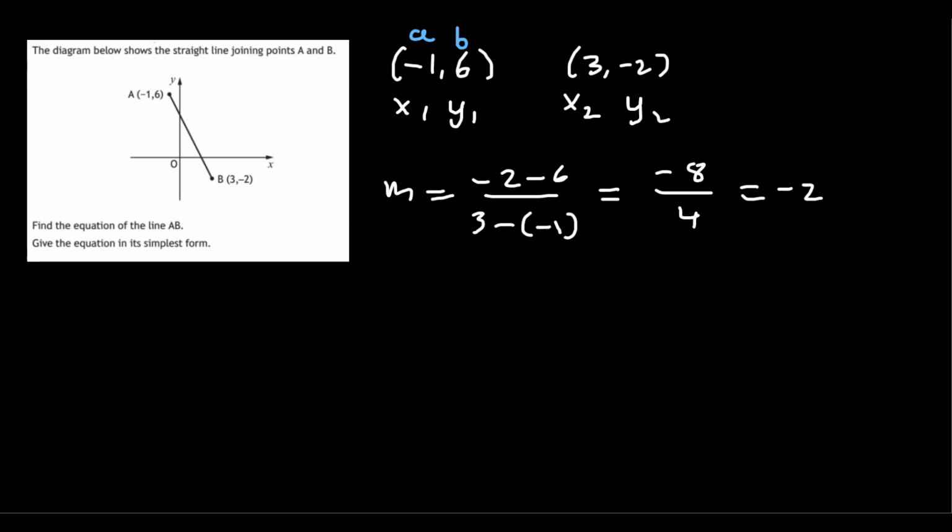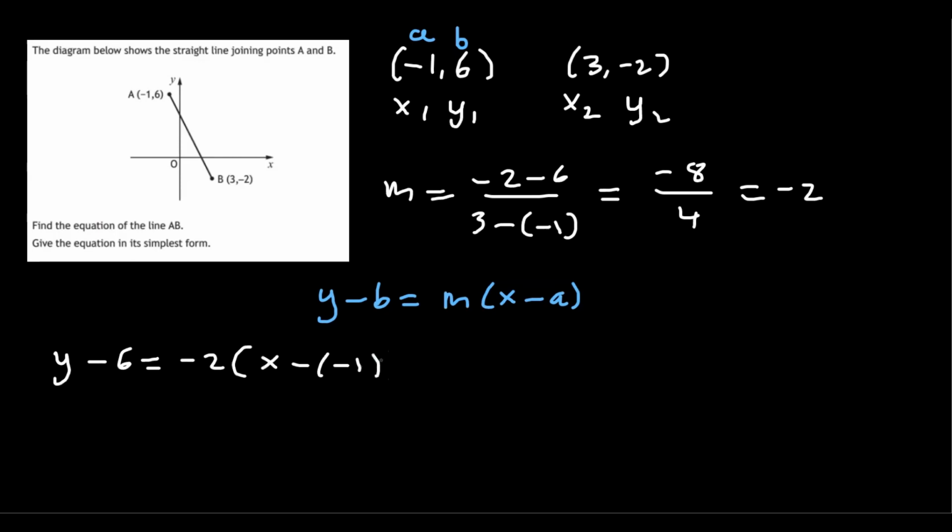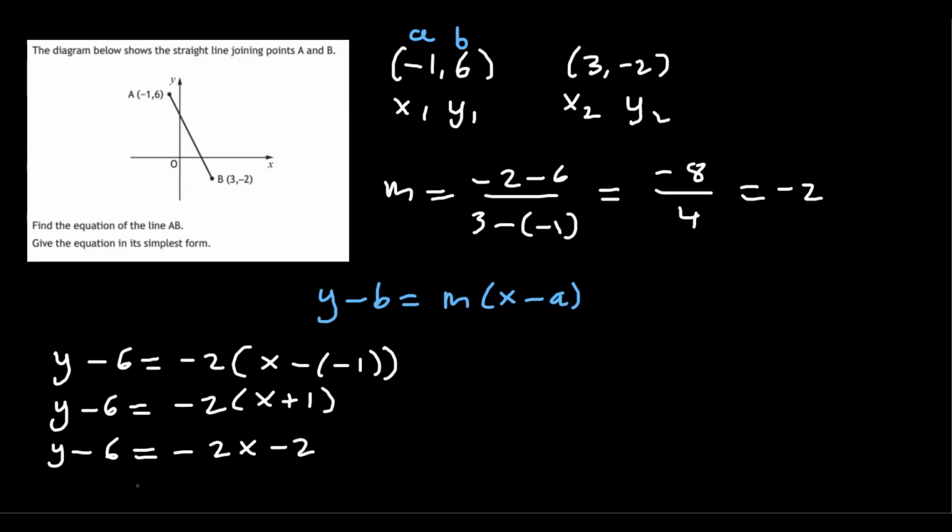And then we just plug into the equation of a straight line. So y minus b equals m times (x minus a). So that becomes y minus 6 equals the gradient times (x minus negative 1). So that becomes y minus 6 equals -2 times (x plus 1), so that gives -2x minus 2. And then we just move the 6 to the other side to get y equals -2x plus 4.